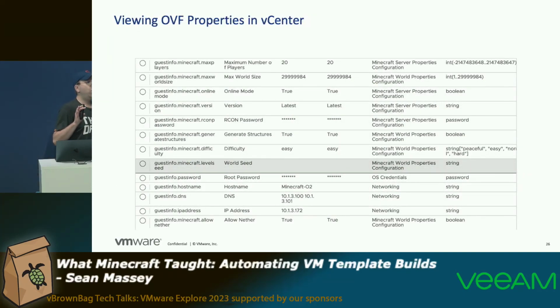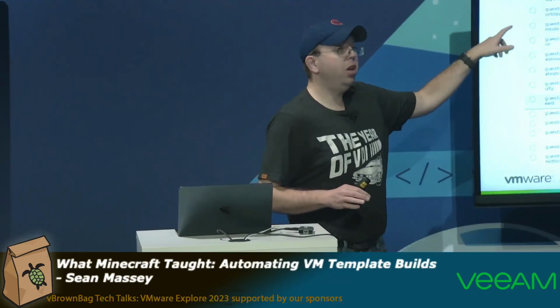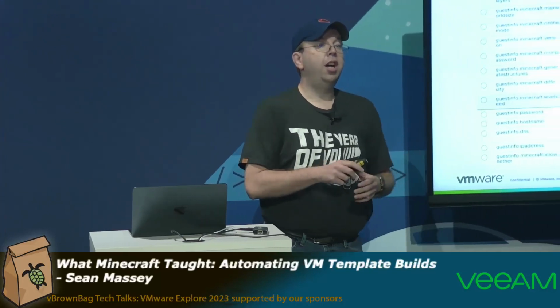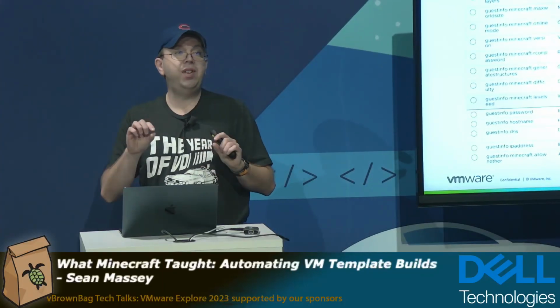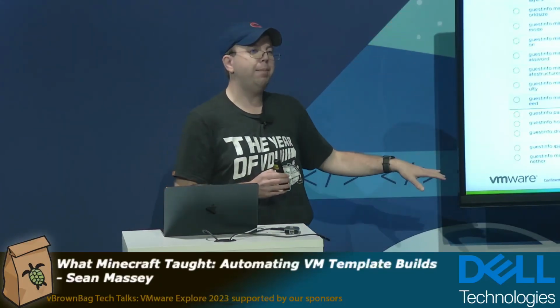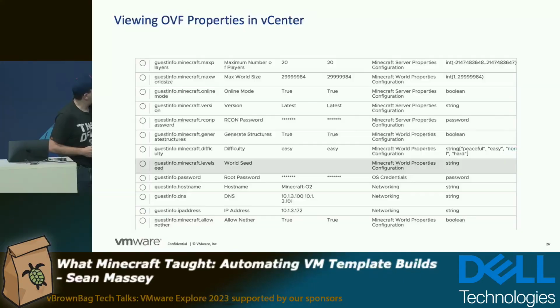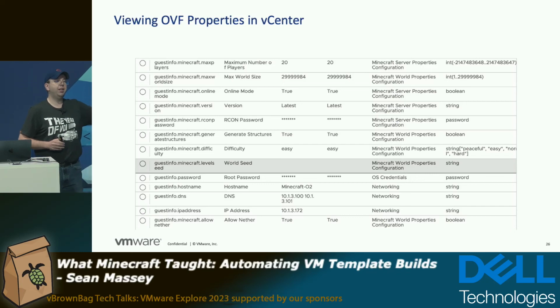Now, when you set those OVF properties, you can also view these in vCenter. Under the configuration tab, there's vApp options. It's all the way at the bottom of that menu, and you can see all of those properties from vCenter and what you configured them as.